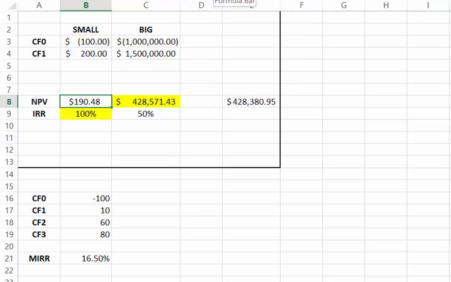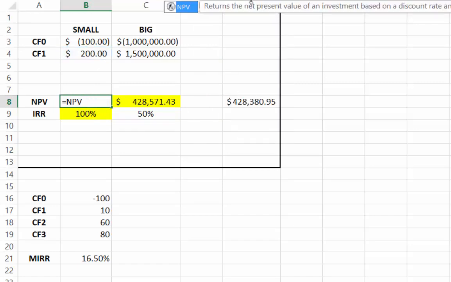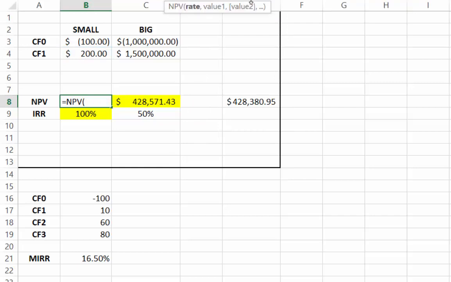So for NPV, let me go back. You type in equals NPV, the rate, and I just chose a 5% discount rate for this made-up problem, comma, and then only the positive inflows that occur after cash flow 0. So I'm only going to highlight V4. That's telling me if I just discounted $200 back one time period, I have $190.48.